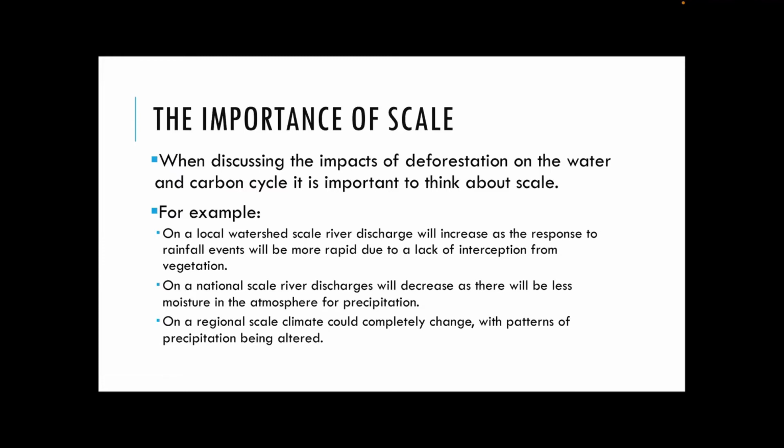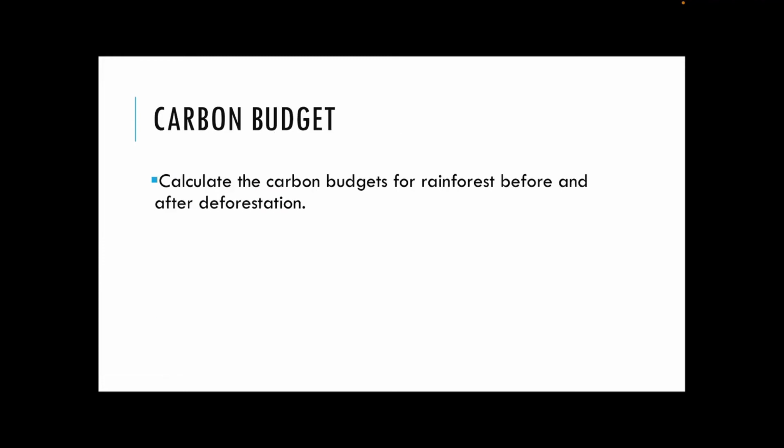This lesson we're going to focus very much on carbon examples. And you might remember carbon budgets. So what I'd just like you to do quickly, if you want to pause the video to do this, is to calculate the carbon budget for the rainforest before deforestation and the carbon budget for the rainforest after deforestation.